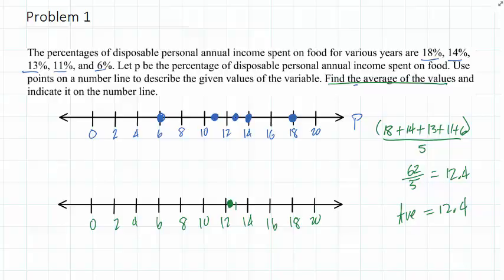Now, if I look at that, I think this is worth comparing. If I take this dot and plot it over here, I see that my average is somewhere between all these numbers. And that kind of makes sense because it takes into account all these numbers. Alright, so that is problem number 1.